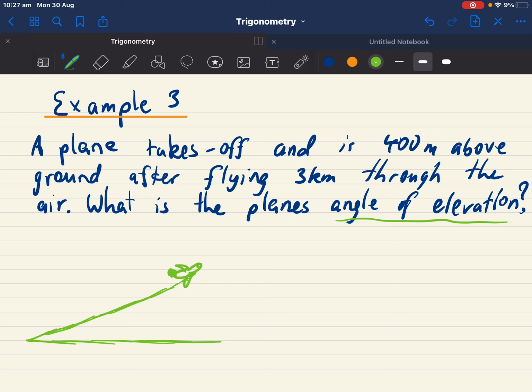All right, so we've got this plane that's taken off, and we've been told it is 400 meters above the ground after it's flown 3 kilometers through the air. So it's flown 3 kilometers through the air. I've got meters and kilometers. We need some sort of common unit here.